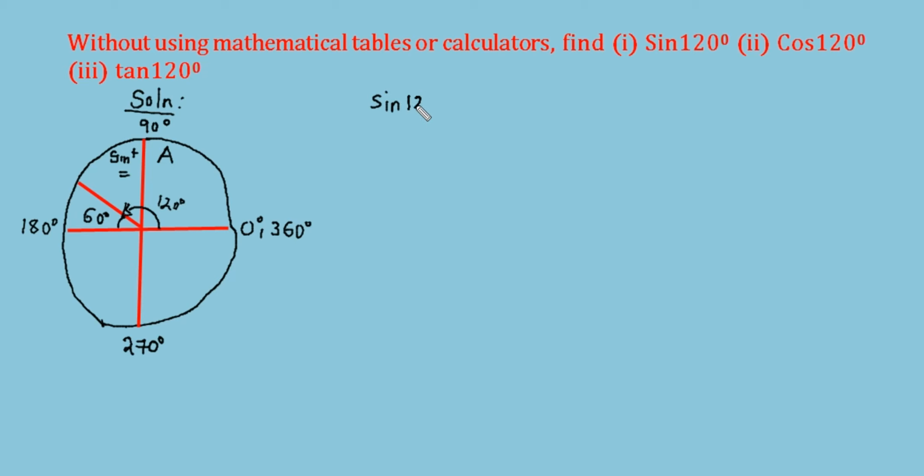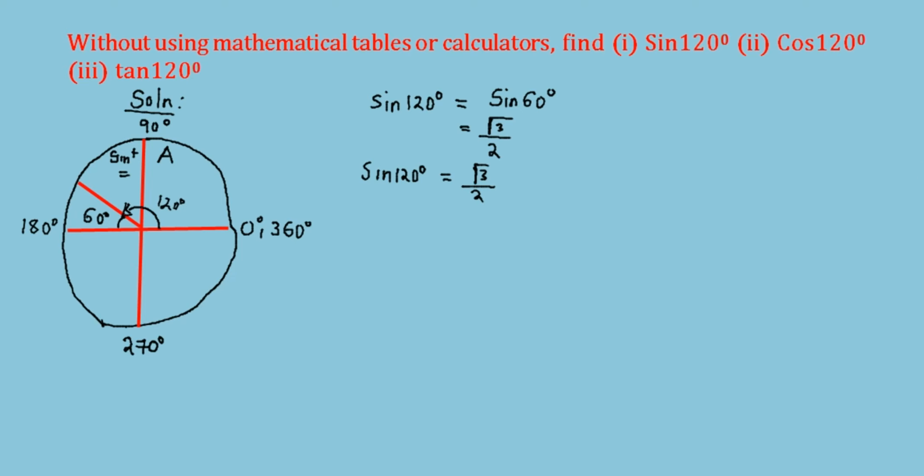of 120 degrees. This is equal to sine of 60 degrees. But we know 60 is a special angle, and sine of 60 is equal to root 3 over 2. Therefore, sine of 120 degrees is equal to root 3 over 2.